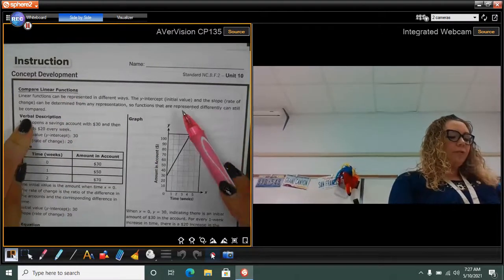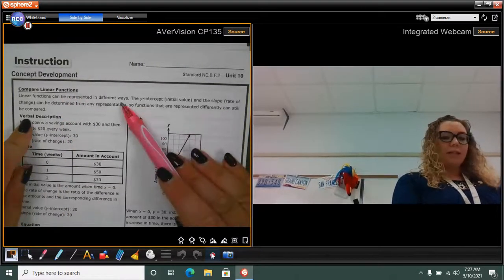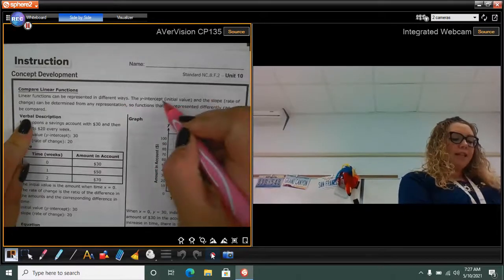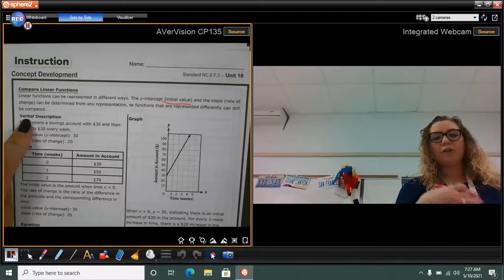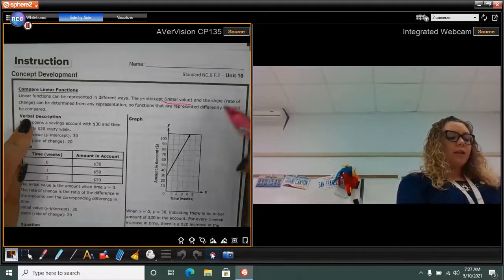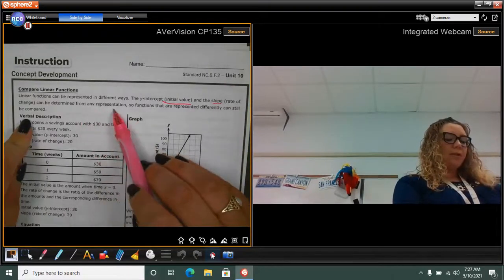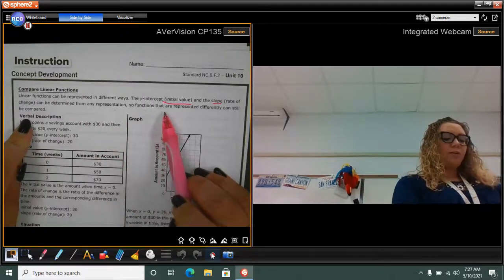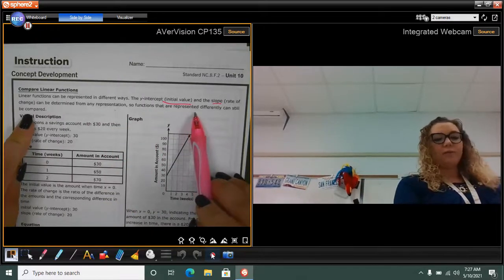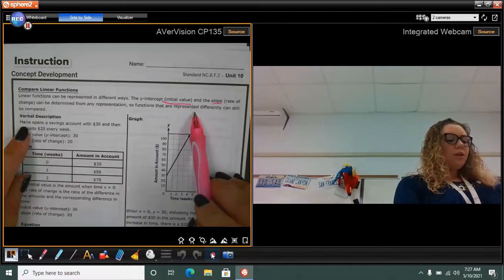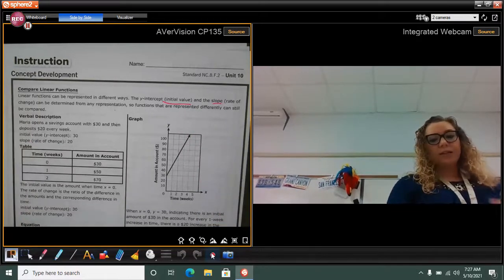Linear functions can be represented in different ways. The y-intercept is the initial value. It's going to be the value that you start off with. And the slope is the rate of change. It can be determined from any representation, so functions that are represented differently can still be compared. So you're going to have three different things that you're going to have to know.